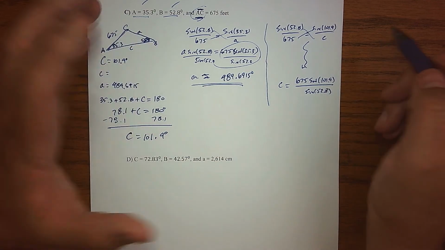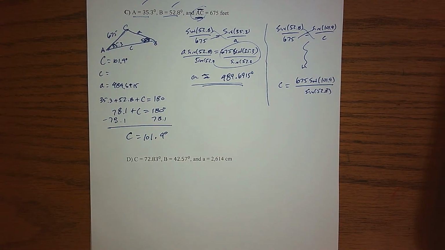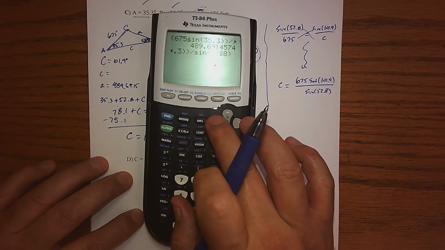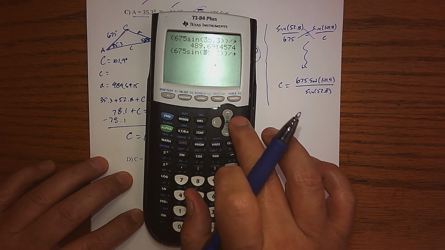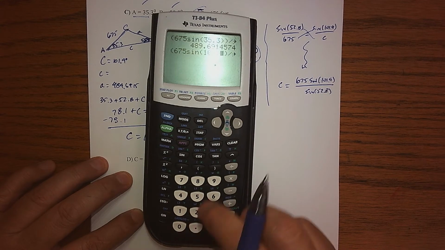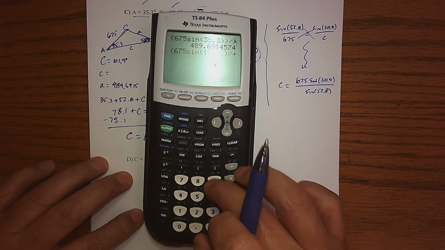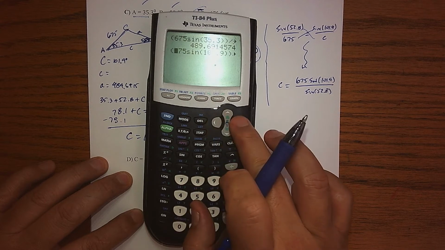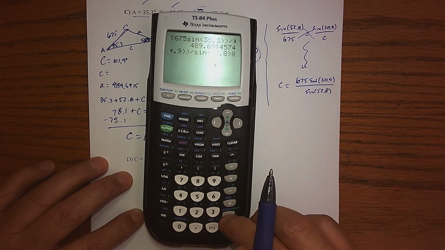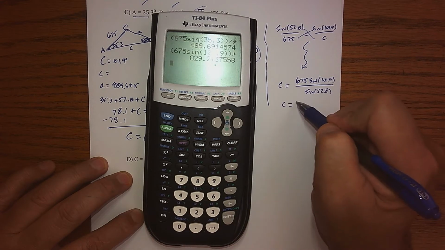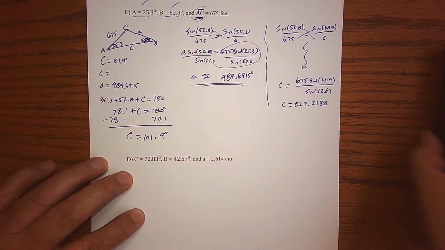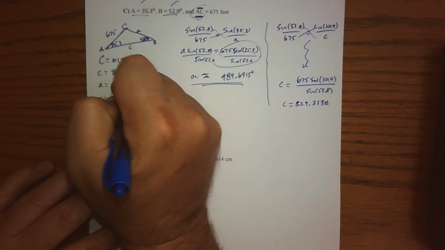So we kind of established a pattern there in terms of solving for that remaining side. Going to my calculator, everything's pretty much the same, except the angle is no longer 35.3. It is 101.9. So we have 675, the sine of 101.9, divided by the sine of 52.8. Yep. When I press that, I get C is 829.2138.